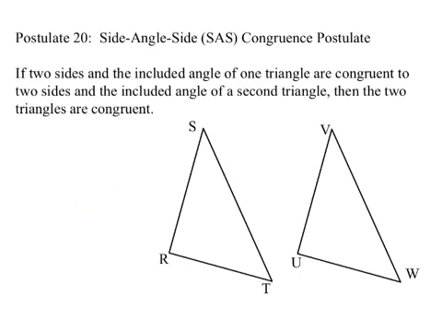Postulate 20, the side angle side congruence postulate. If two sides and the included angle of one triangle are congruent to two sides and the included angle of a second triangle, then the two triangles are congruent.